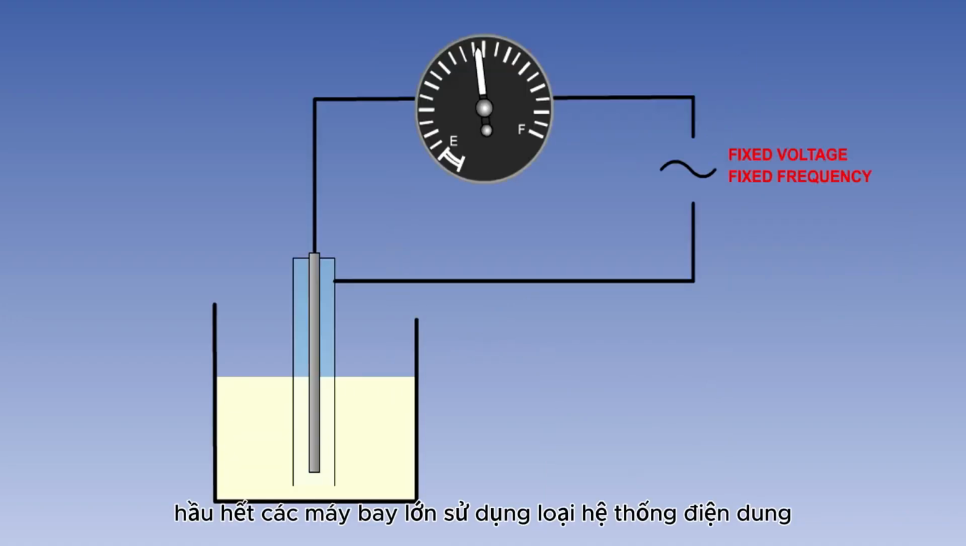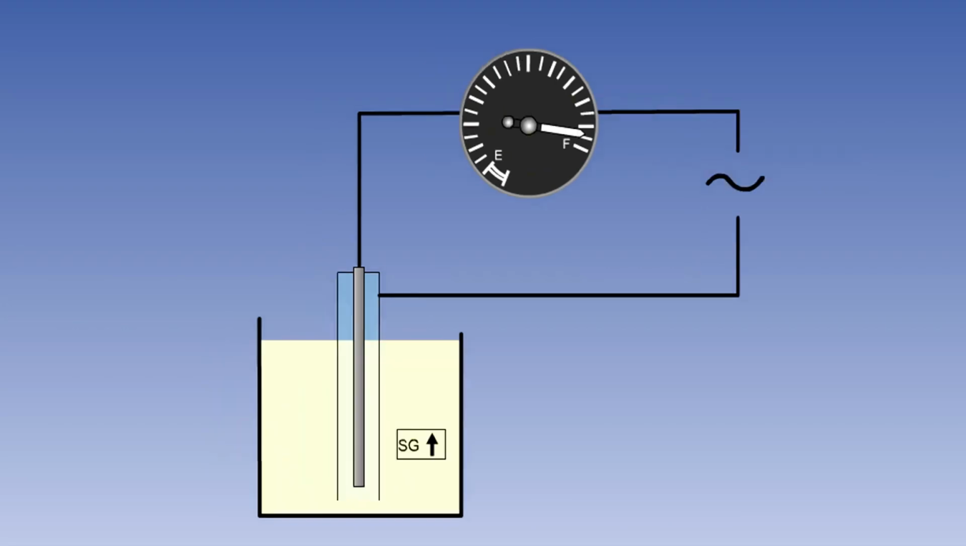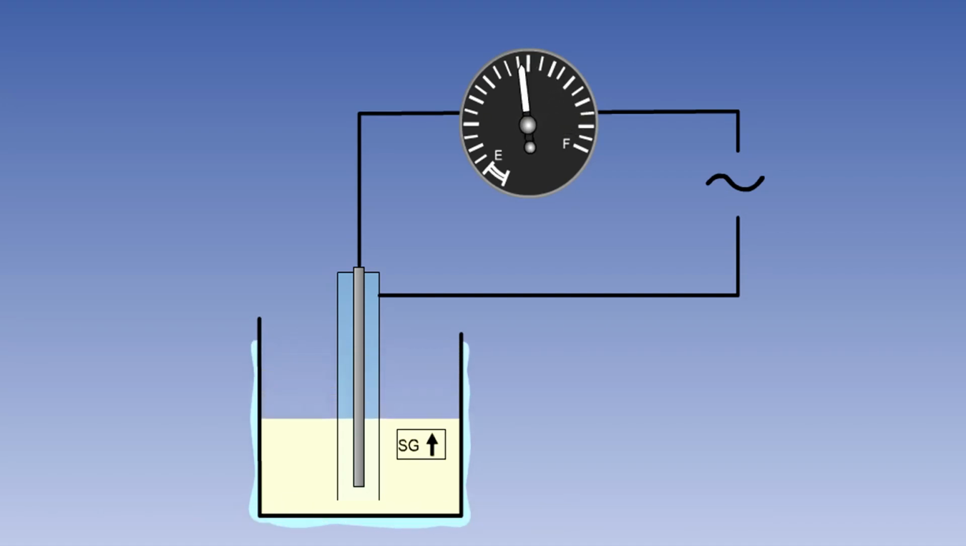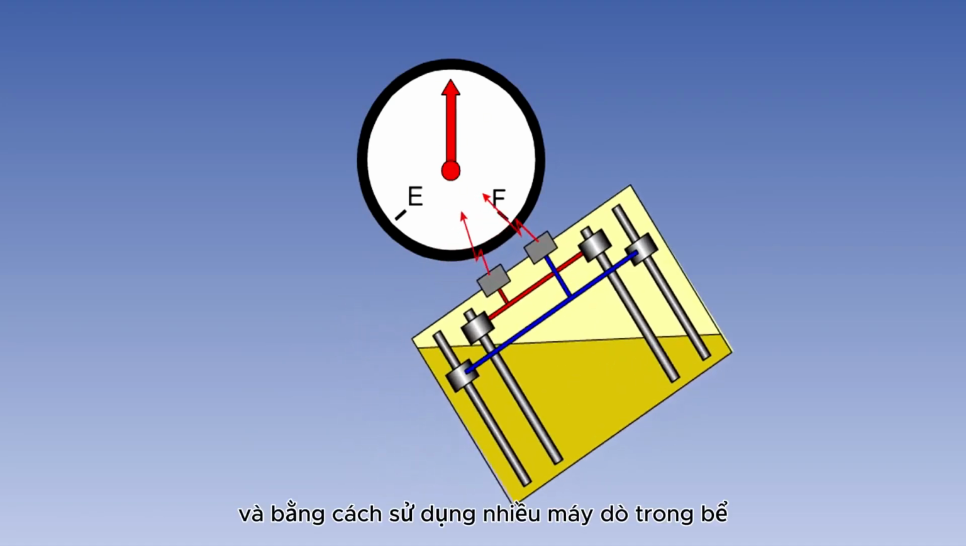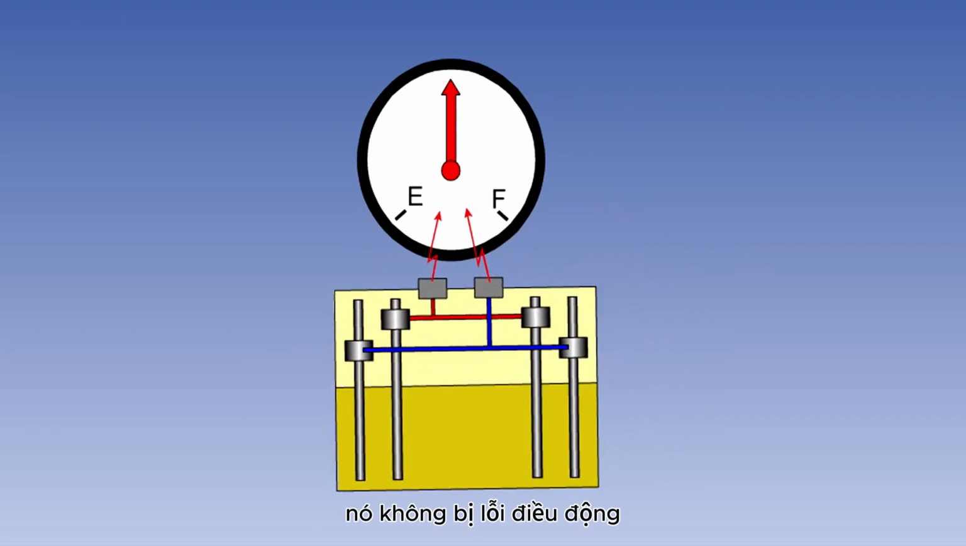Most large aircraft use a capacitance type of system, which uses the difference between dielectric qualities of air and fuel to measure the quantity of fuel in the tank. This type of system is unaffected by specific gravity changes, and by using numerous detectors in the tank, it does not suffer from maneuvering error.